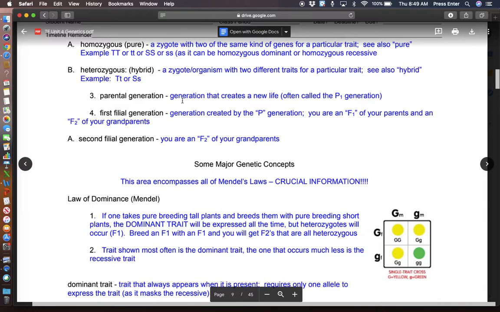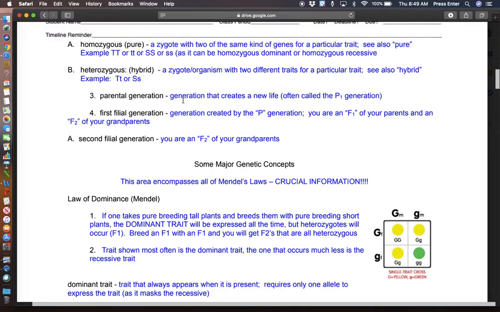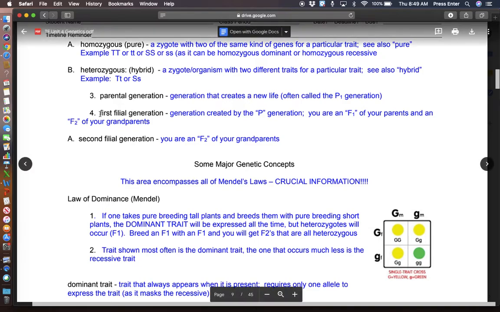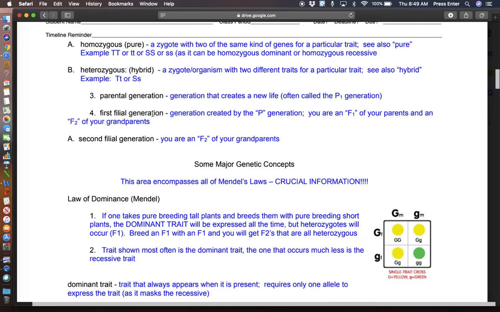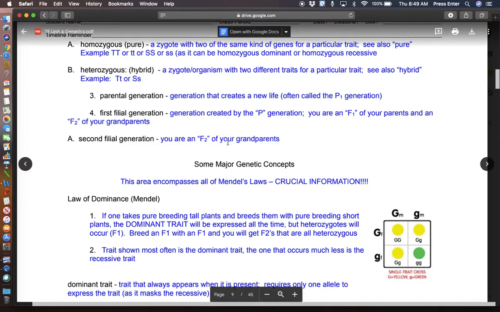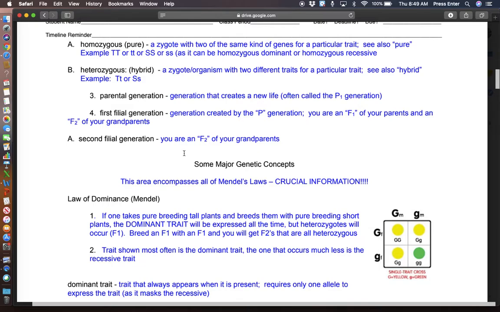Okay, parental. Your parental generation is the people that gave birth to you. Okay, your birth mother and your birth father. I don't believe any of you are P1s yet. You are not parents, but you are all F1s. You're F1s of your parents, F2s of your grandparents, F3s of your great-grandparents, and it keeps going back like that if you get into genealogy. So here's that F2. You are the F2 of your grandparents. Their F1s, your grandparents' F1s, are your birth parents.